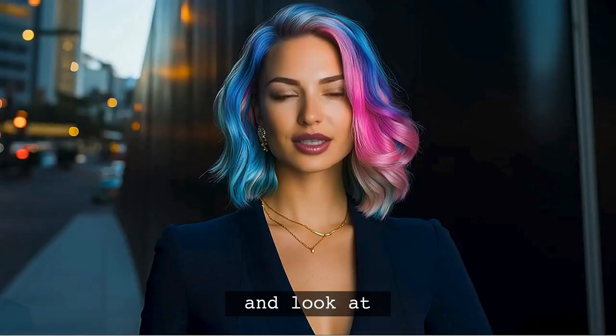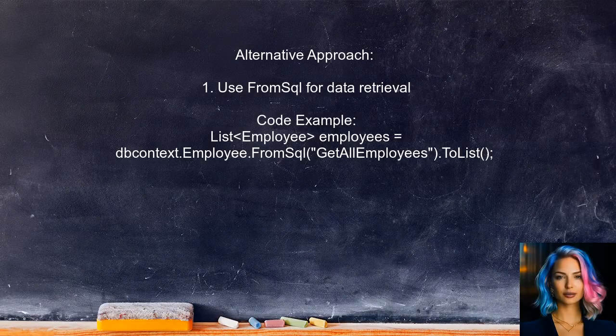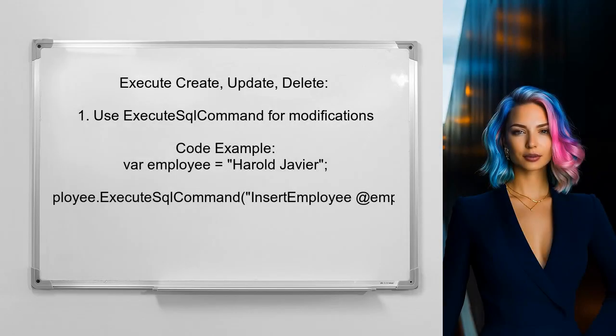Let's move forward and look at another answer. An alternative approach to accessing stored procedures in Entity Framework Core involves using the fromSQL method for retrieving data. For example, you can get all employees by calling fromSQL with the stored procedure name. For executing create, update, and delete operations, the execute SQL command method is used. You can insert an employee by passing the command and the employee's name as parameters.